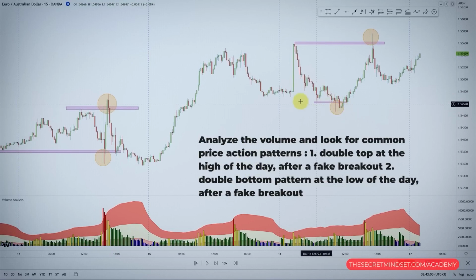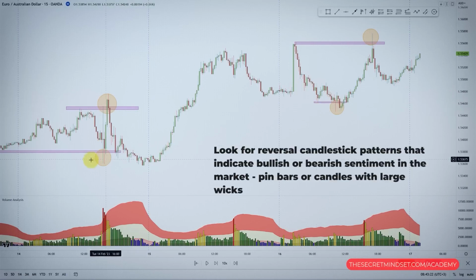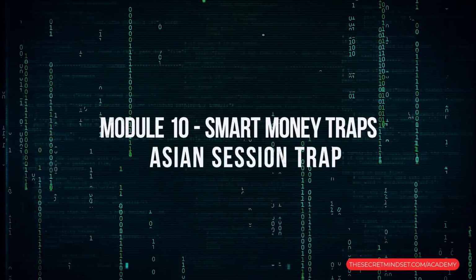Fake breakouts often form specific price patterns that signal a reversal or a continuation of the trend. For example, a double top at the high of the day after a fake breakout, or a double bottom pattern at the low of the day, again after a fake breakout, is a clear sign of market manipulation. If you find a reversal candlestick pattern, that's even better. Fake breakouts often form specific candlestick patterns that indicate bullish or bearish sentiment in the market. For example, a pin bar or a candle with a large wick is a clear sign of rejection after a failed breakout.